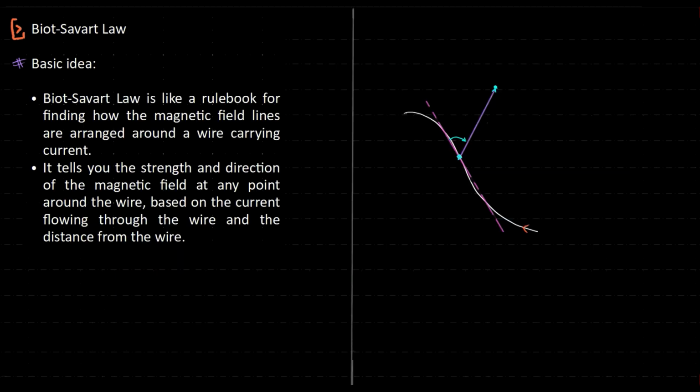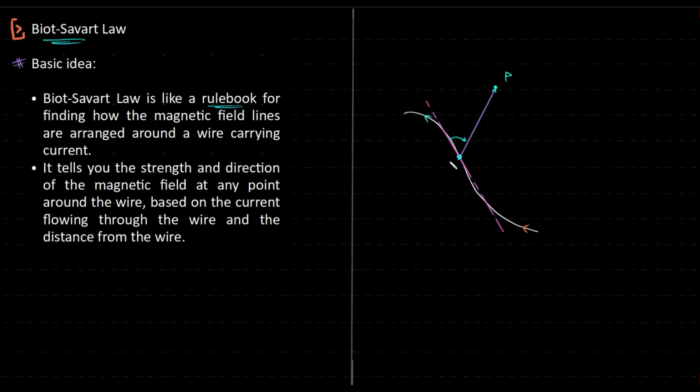Now, how can we determine that? It's with the help of this particular law. This is based on two people, Biot and Savart. Again, my pronunciation might not be right. So this is a rule book for finding the magnetic field around a wire carrying current. Simple. You have a wire, you have a current, and you have a point. You're looking at a point P.